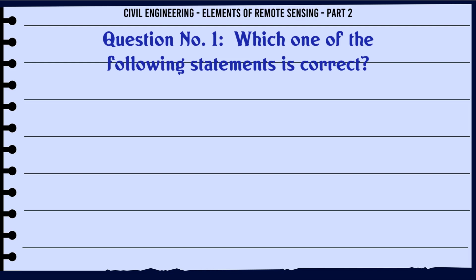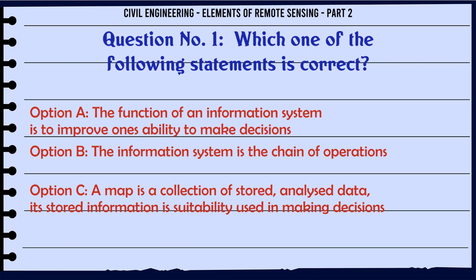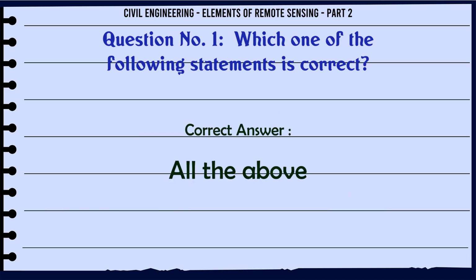Which one of the following statements is correct? A. The function of an information system is to improve one's ability to make decisions. B. The information system is the chain of operations. C. A map is a collection of stored analyzed data. Its stored information is suitably used in making decisions. D. All the above. The correct answer is all the above.